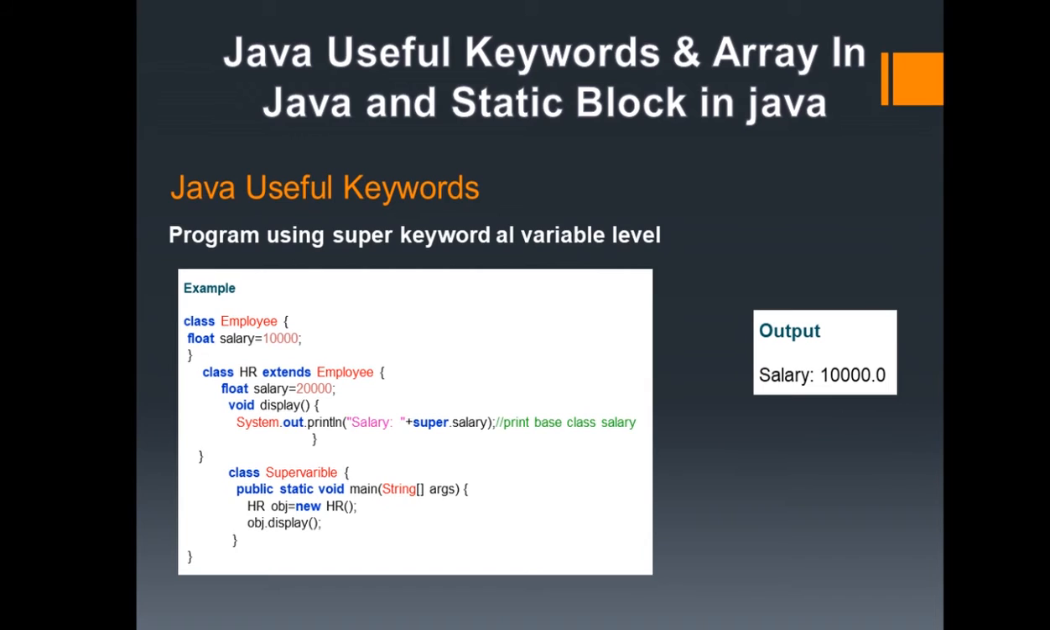Here is the example of the super keyword. Here we have class Employee with float salary = 1000 and class HR extends Employee with float salary = 20000 and void display, with System.out.println of the salary plus super.salary, printing the base class salary. Here when we print that salary, it's the base class salary, because we use the super keyword there. That's why.